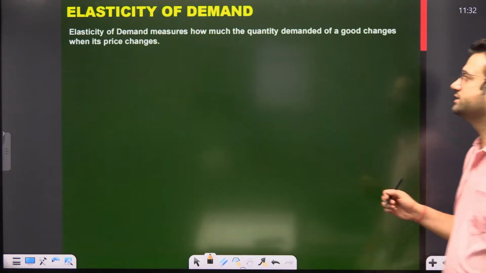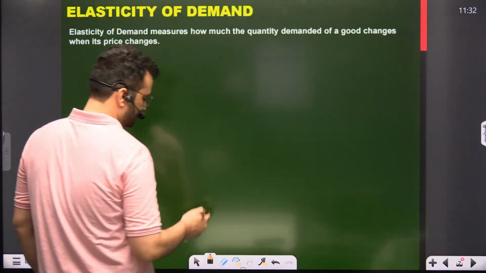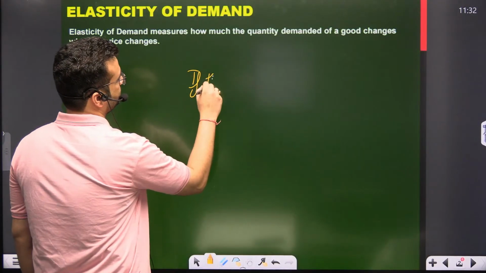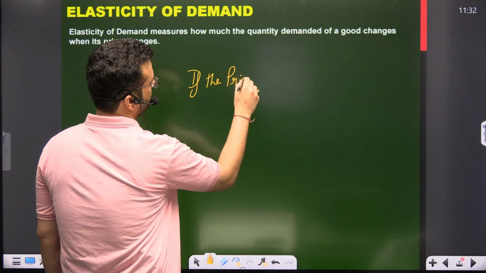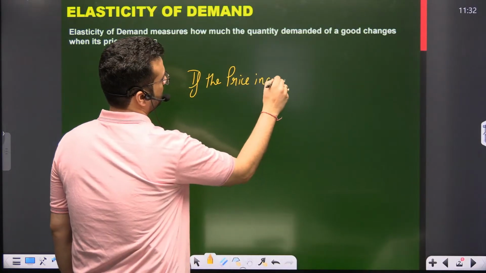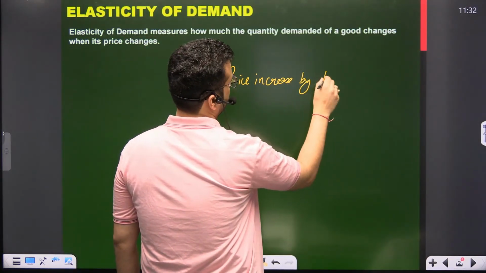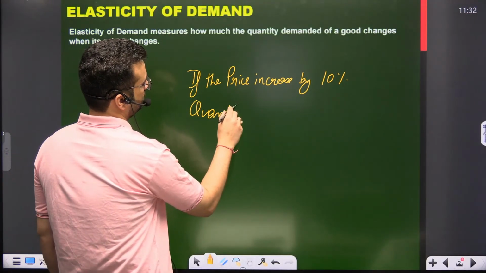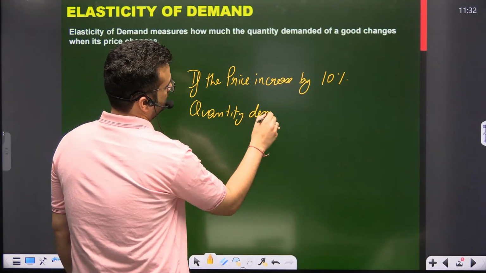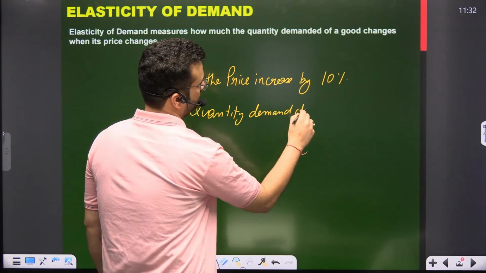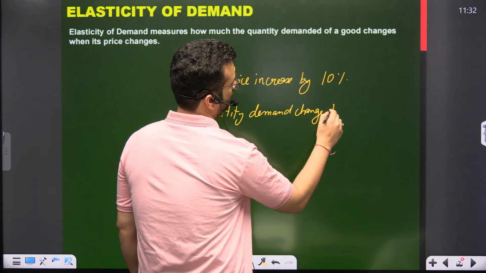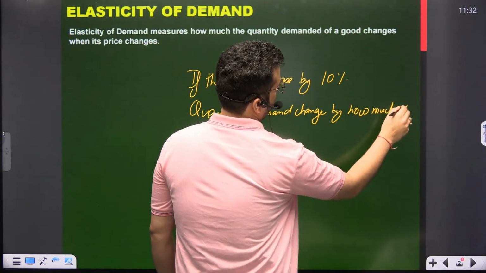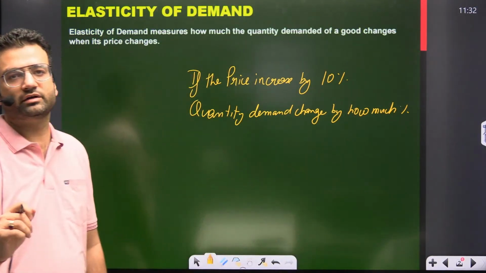Let's say if the price increased by 10%, quantity demanded changes by how much percent? This is elasticity of demand.